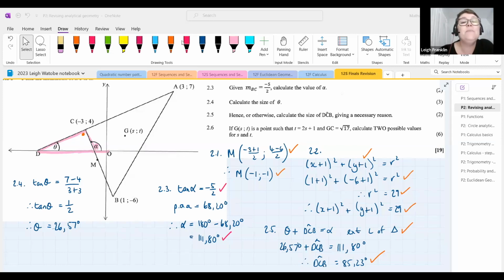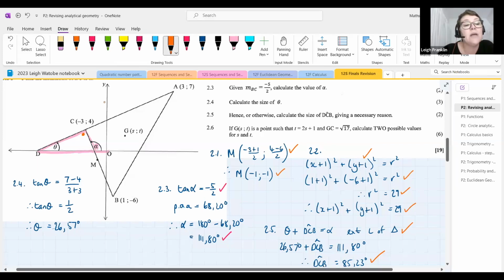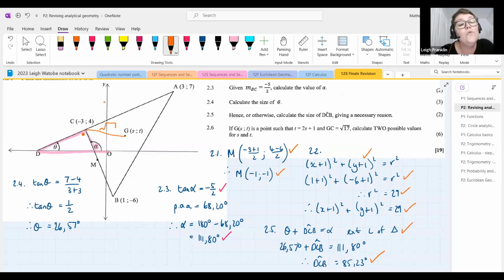All right, so let's just get back to this question. We are talking about GC. So line GC is essentially over here. It doesn't matter that it's not drawn. They've told us that its length is root 17, and they want us to determine two different possible values for S and T. So how would we do this?